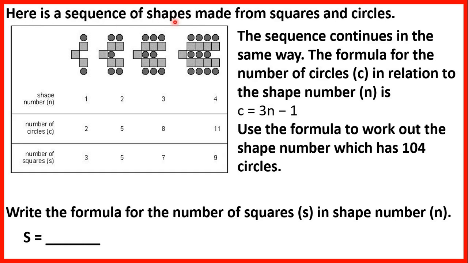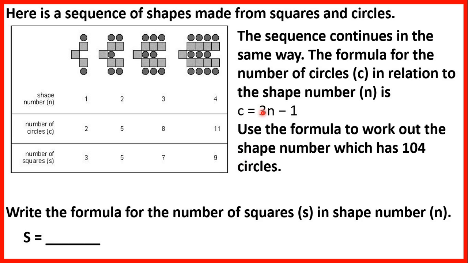Here is a sequence of shapes made from squares and circles. The sequence continues in the same way. The formula for the number of circles, c, in relation to the shape number, n, is c equals 3n minus 1. Use the formula to work out the shape number which has 104 circles.